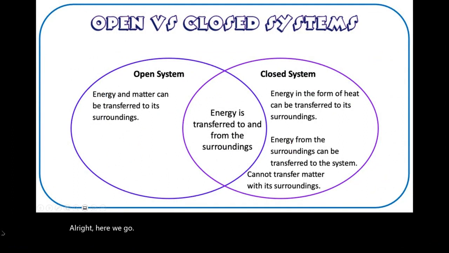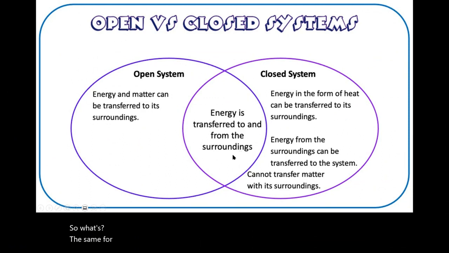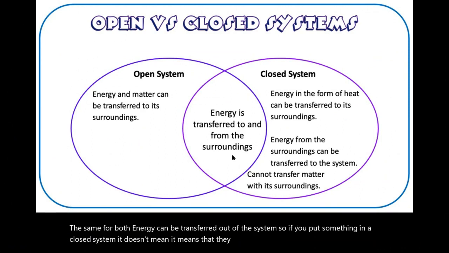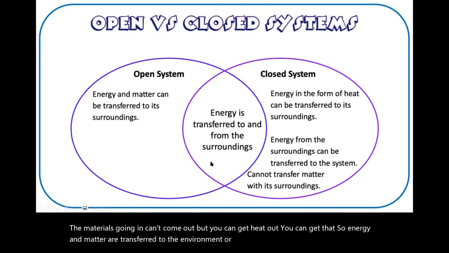So there are open versus closed systems. In an open system, energy and matter can be transferred into the surroundings, and your video will show you more about that. What's the same for both is that energy can be transferred out of the system. If you put something in a closed system, the materials going in can't come out, but you can get heat out. So energy and matter are transferred to the environment or the surroundings.